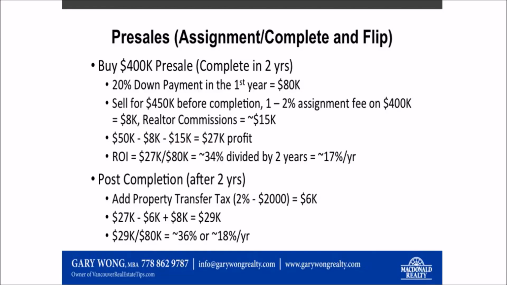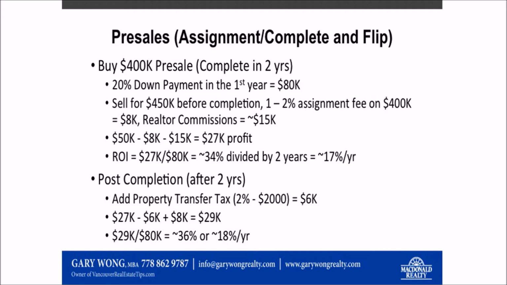Pre-sales, assignment, and complete and flip. I'm going to go into a little bit more detail on this. So you buy a $400,000 pre-sale. It's completing in 2 years. 20% down payment. Usually developers want your down payment in installments: 5% within 10 days, another 5% within a month, another 5% within 6 months, and another 5% after about a year. Something like that. So let's just say they want 20% down payment in the first year.